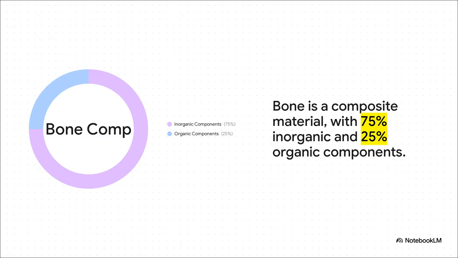About 3/4 of it is inorganic stuff, mostly these crystalline calcium phosphate salts called hydroxyapatite. This is what gives bone its incredible hardness and rigidity. The other 25%, well, that's the organic part. This includes the bone cells themselves and the osteoid matrix, which is basically a framework of type 1 collagen that gives bone its strength and flexibility. And this is super important. This whole structure acts as the body's main calcium bank, storing something like 99% of our entire supply.